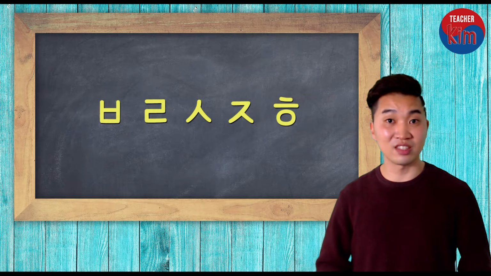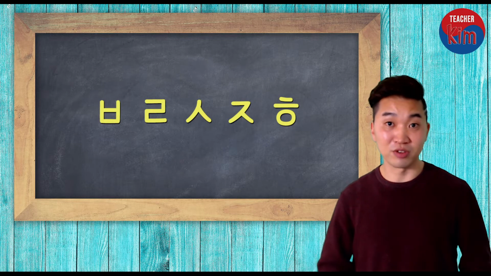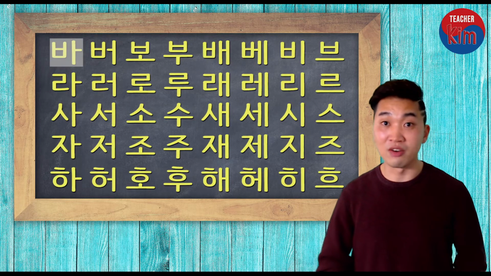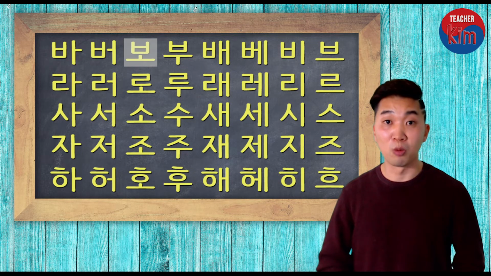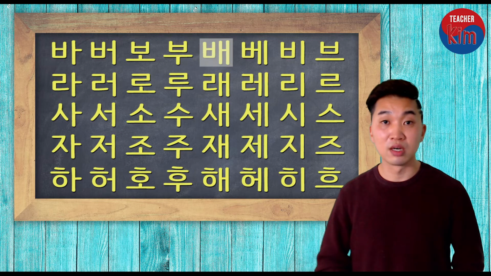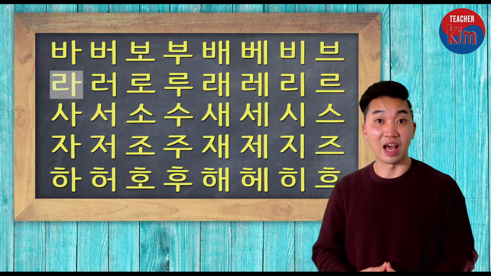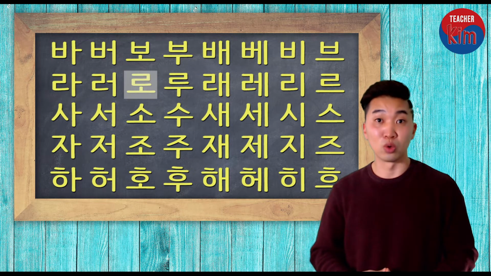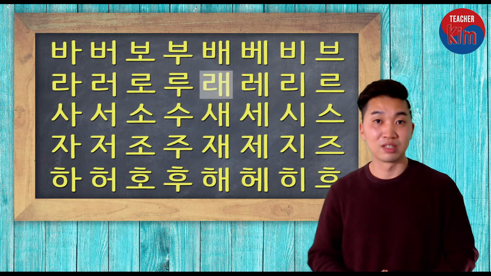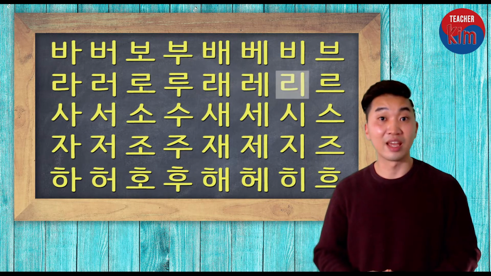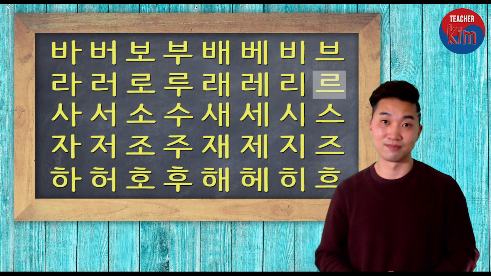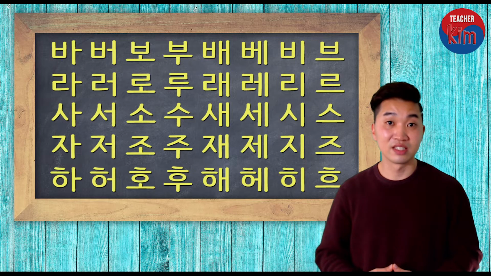We learned 5 consonants in this lesson, how to write and how to read with basic vowels. They are 파, 퍼, 보, 부, 배, 비, 부. And next one, 라, 러, 로, 루, 레, 리, 르. Next, S sound, very soft S sound.